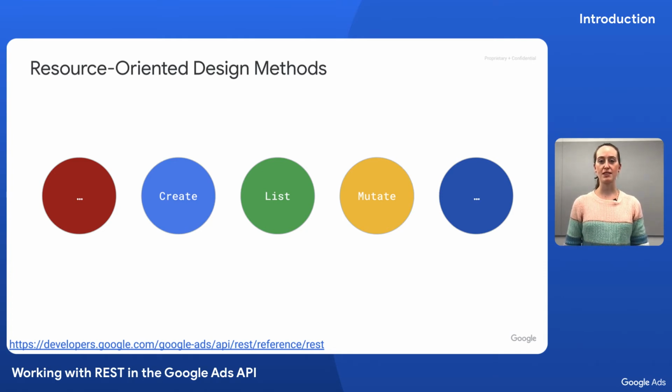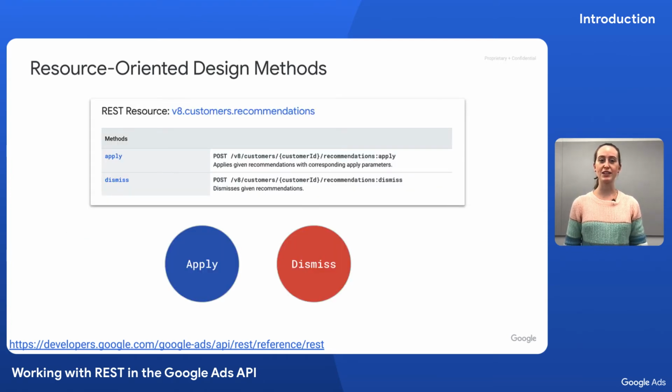Note that there are some methods which are found on multiple resources, but these methods can also be pretty custom across resources, which may be different from what you're familiar with if you've worked with more traditional REST method patterns. For example, if we look at the customers.recommendations resource, we have a couple of methods that we don't see in many other places, apply and dismiss, which makes sense because you want to either apply or dismiss a specific recommendation. So definitely make sure to check out that reference documentation to know what methods are provided for a given resource.